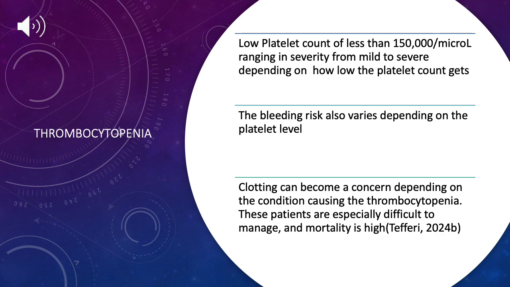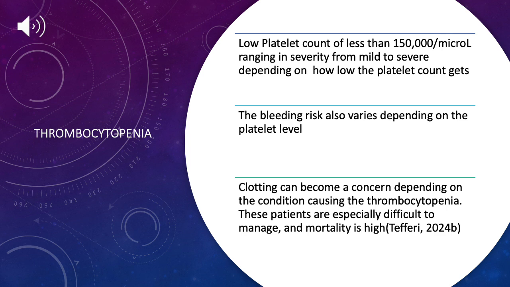Thrombocytopenia is characterized by a low platelet count and can arise from a variety of different conditions and can lead to a wide range of different outcomes, all the way from patients who are asymptomatic to severe cases of bleeding, hemorrhage, and death. Thrombocytopenia is the opposite of thrombocytosis or essential thrombocythemia, where the platelet count is high. In thrombocytopenia, the platelet count is low.